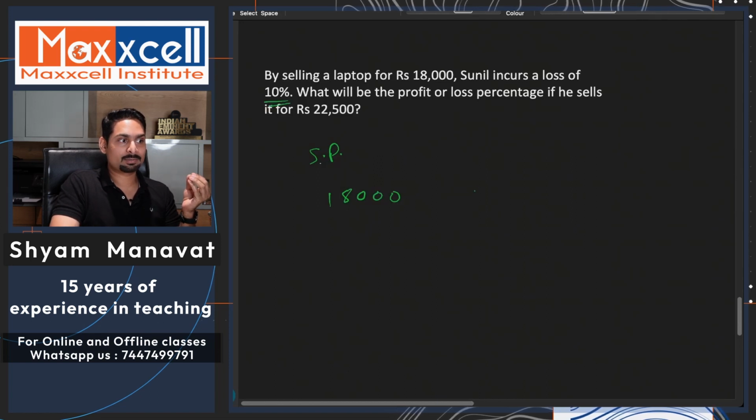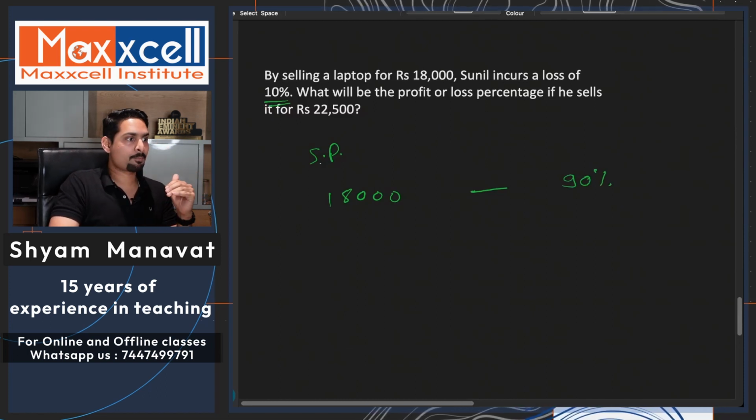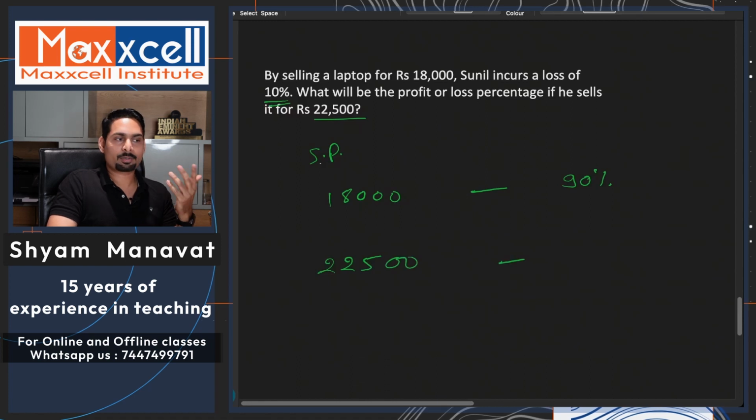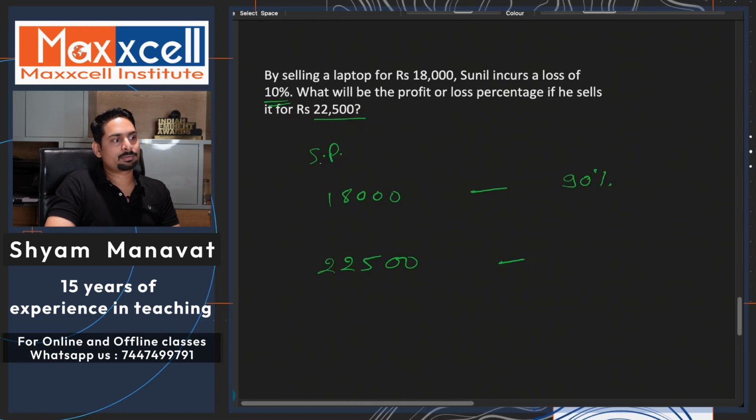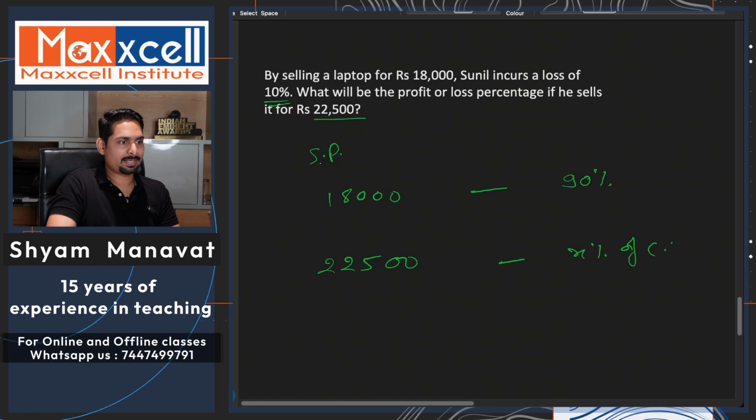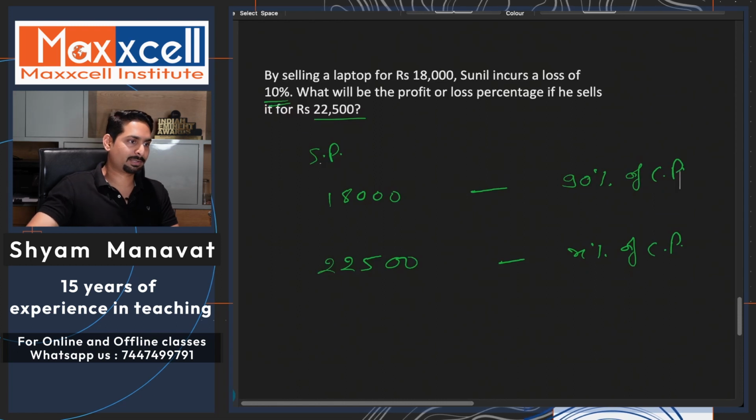So this is equal to what? 90% of cost price. 90% of cost price, right? 10% loss, so less. Had he been selling for 22,500, what would be the profit or loss percent? So first let us calculate this: 22,500 is what percent of cost price. Yeah, as this is 90% of cost price, right? Let's calculate this is what percent of cost price.